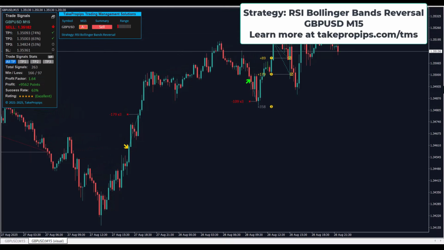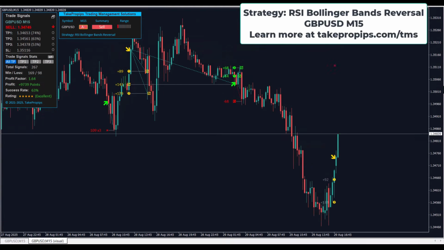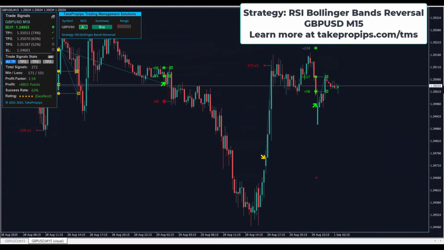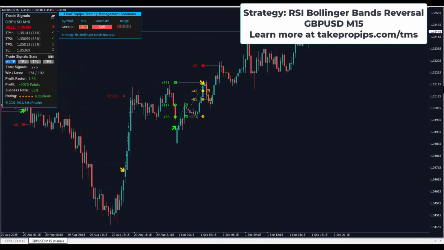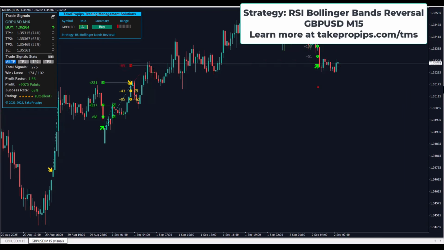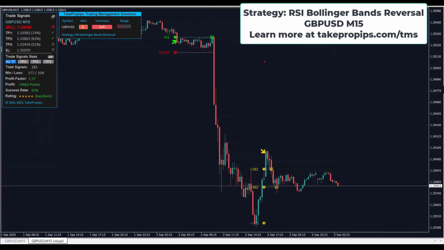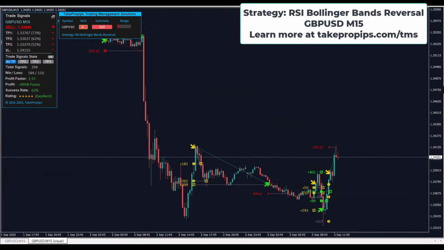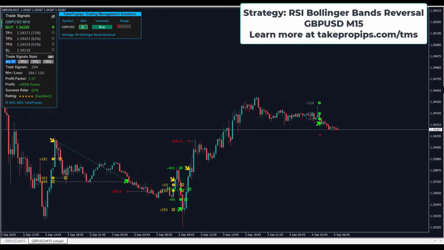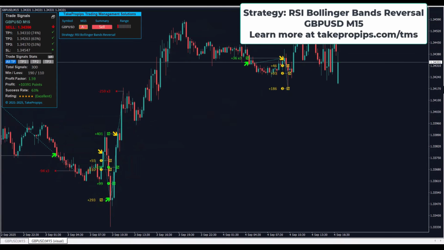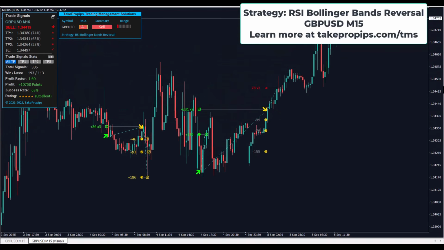For this test, I will run 100 trades on GBPUSD M15 and track the results carefully to see the win rate, consistency, and overall performance of this reversal strategy. GBPUSD is known for its clean intraday swings and strong mean reversion during consolidations, which makes it an interesting pair to test this setup on. If you want to see how this strategy performs after all 100 trades, make sure you keep watching until the end of the video where I break down the full backtest results.